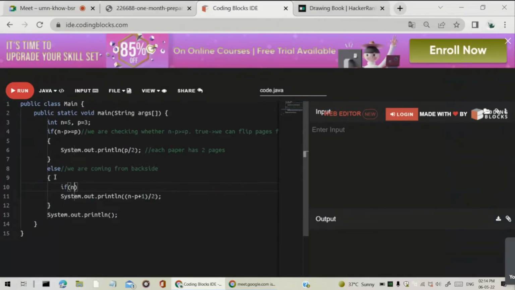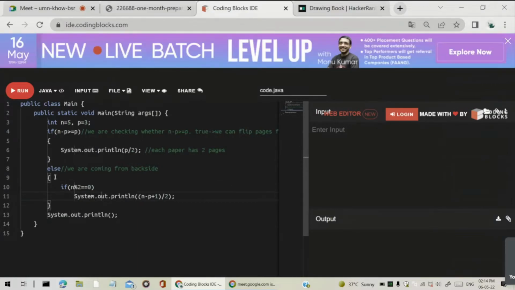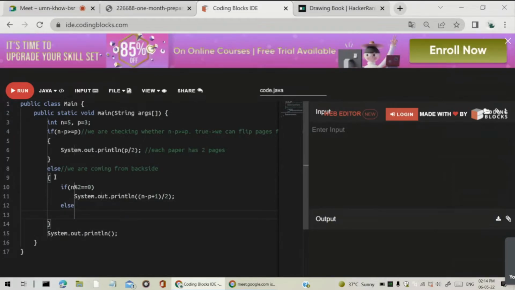So basically, when the number is even, we will get the count plus 1. Okay. So when it is 4, 4 minus 3, which is 1, 1 by 2, and in integer it will take it as 0. So as we have seen in the image, it should flip 1 page.